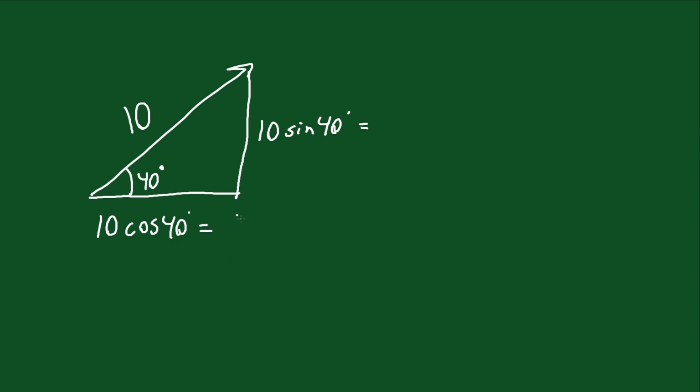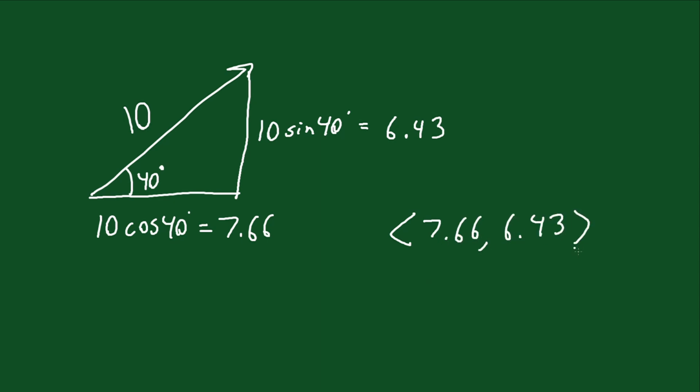The x component is 7.66, and the y component is 6.43, approximately. I'm rounding these to 2 decimal places. So you can simply say your vector is 7.66, 6.43. Nice and easy, right? Now that's how you go from the magnitude and direction to a component vector, right?